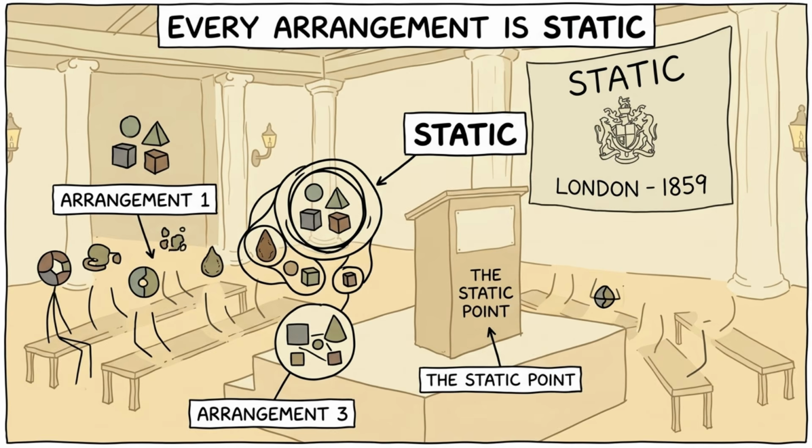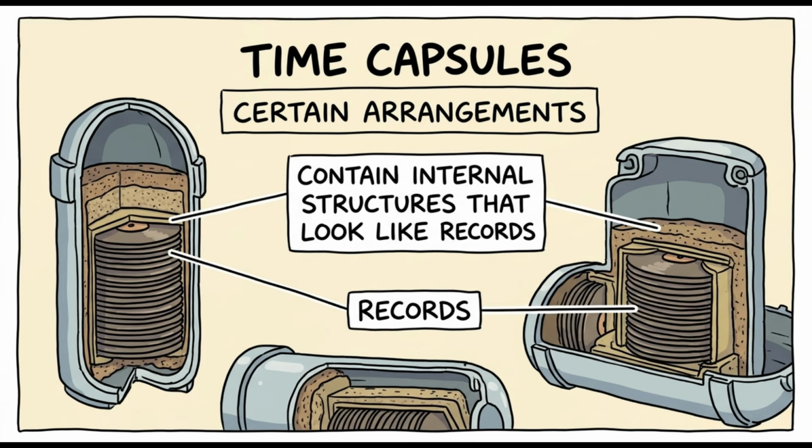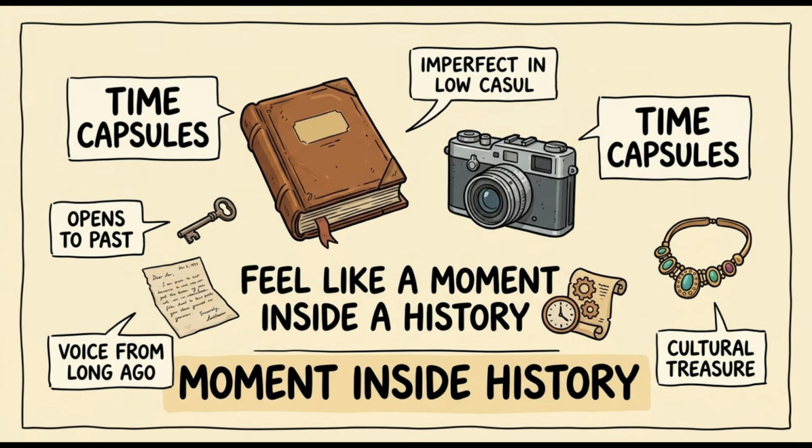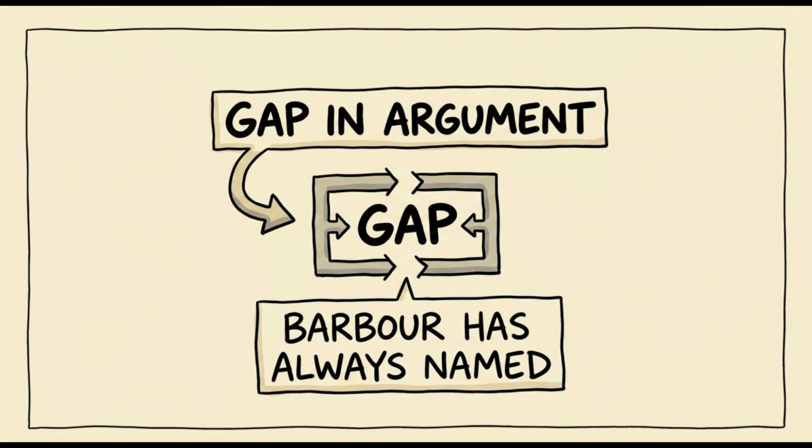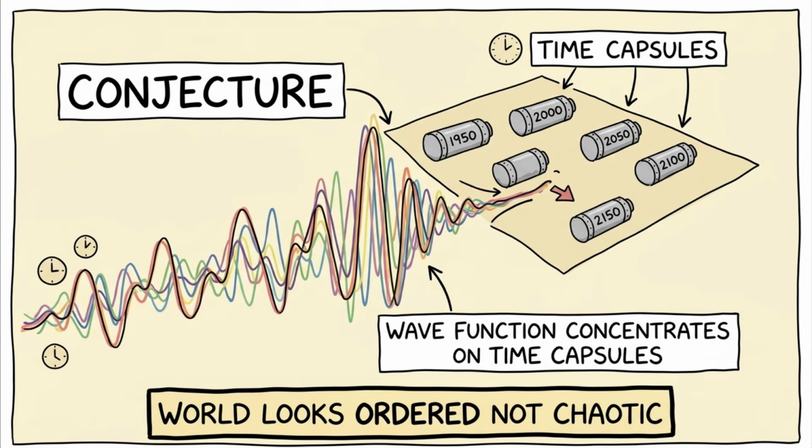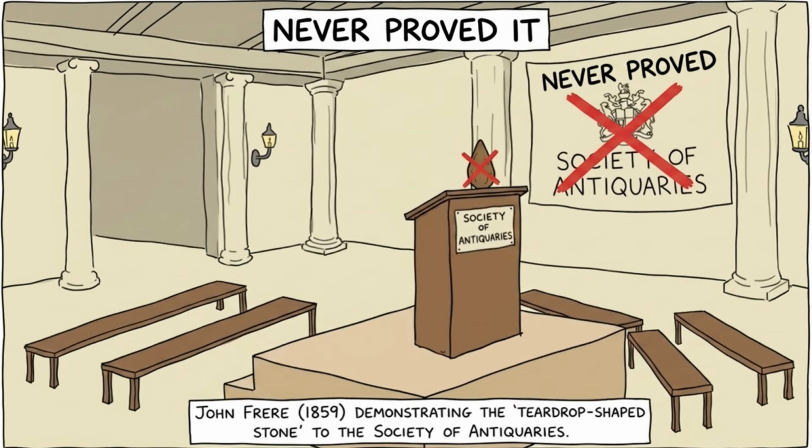Every arrangement is static. Certain arrangements, he calls them time capsules, contain internal structures that look like records of other arrangements. Those are the ones that feel like a moment inside a history. The gap in the argument is the one Barbour himself has always named. He conjectures that the wave function of the universe concentrates on time capsules, which is what makes the world look ordered rather than chaotic. He never proved it.